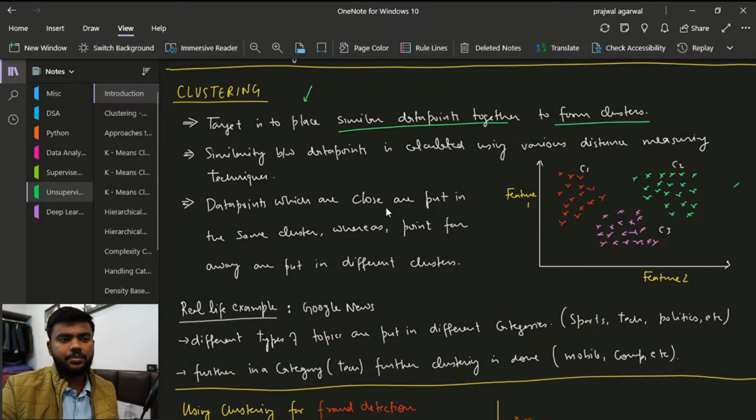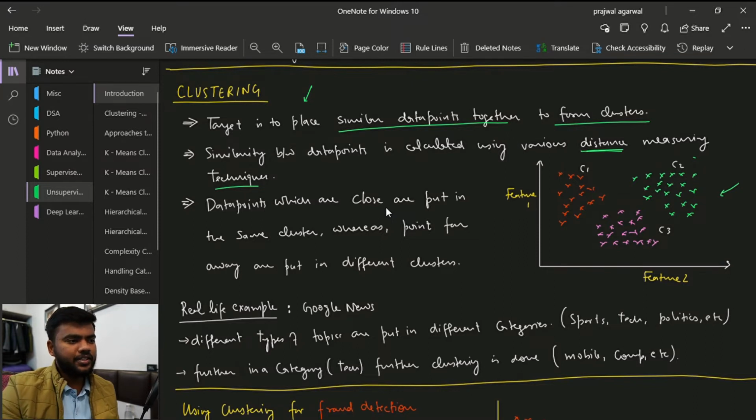Now suppose our data is looking like this, and we have plotted this graph between two features. So we have red points, pink points, and green points, and it is very clear that they are forming three clusters. Similarity between the data points is calculated using a lot of distance measuring techniques that we are going to discuss in clustering. Now here the points are colored. In real life the points are not colored. So how do we calculate which points are related to each other? That is done by various distance measuring techniques, and we are going to discuss them also.